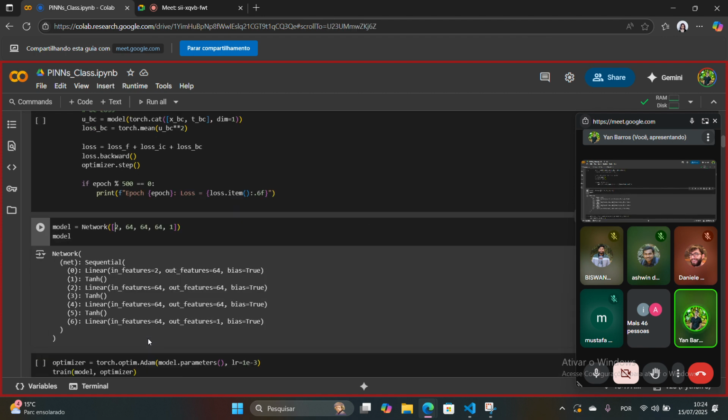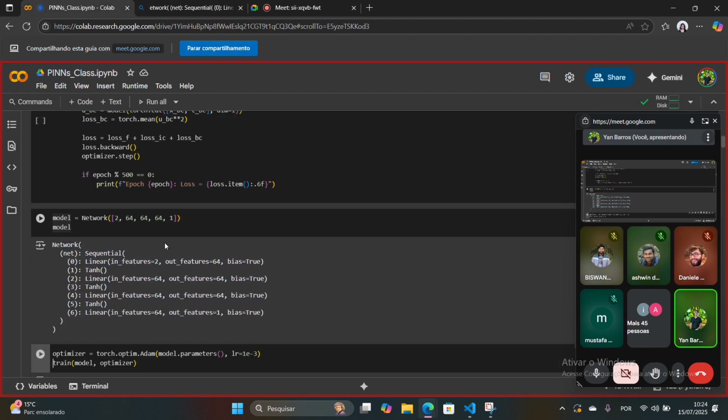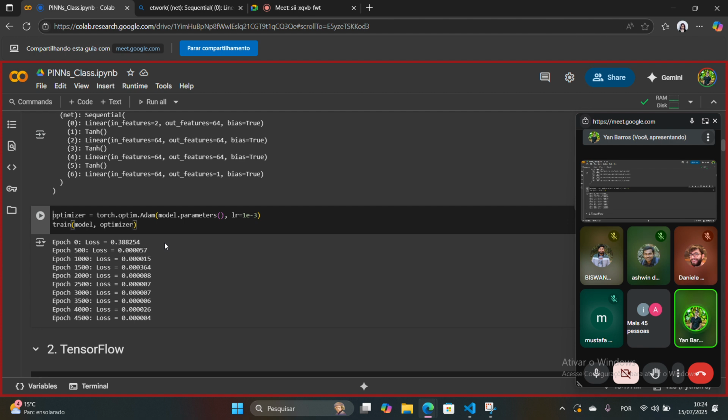Here is how we create the neural network using the PyTorch class that we set. We have two features at the input of the network, then we have one output, and we have three hidden layers with 64 neurons. So this is the architecture. And here we train the neural network.